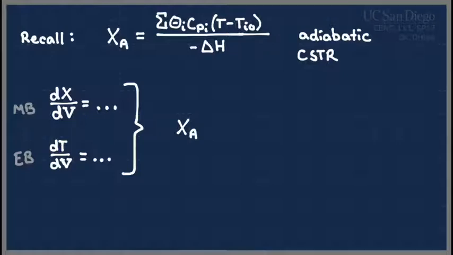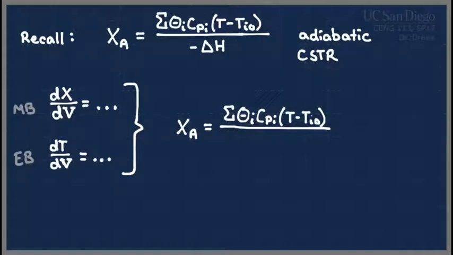Here's the interesting thing. If those things are adiabatic, you can get that X_A has a very familiar form of the sum of theta_i C_Pi times (T minus T_i0) over minus delta H, which should look really familiar to the one that's right up above it. It's the same thing whether it's a CSTR or it's a plug flow reactor or a packed bed reactor. Again, under a particular set of restrictions, right? It's still adiabatic.